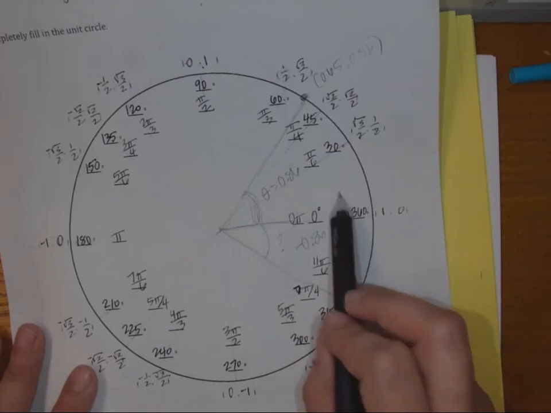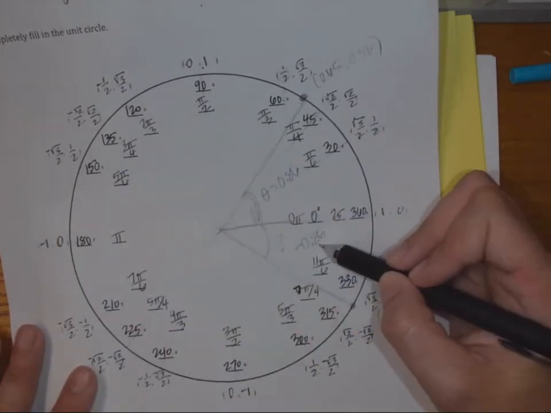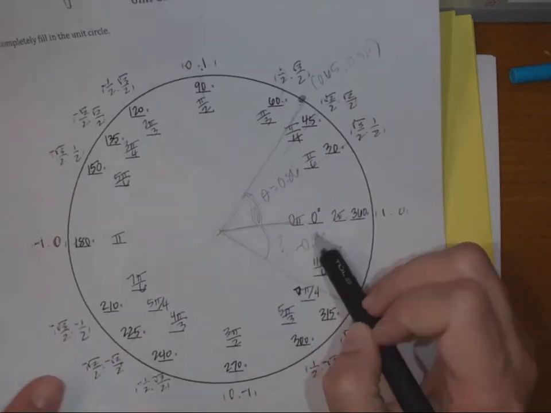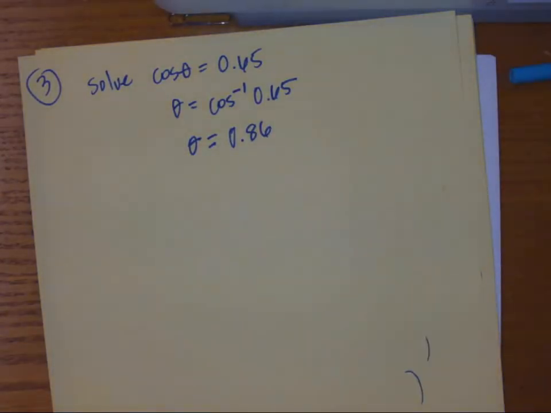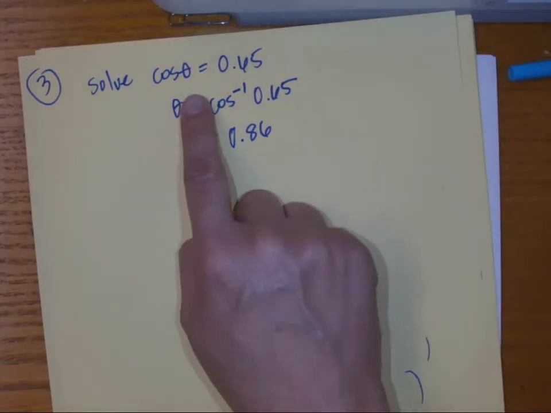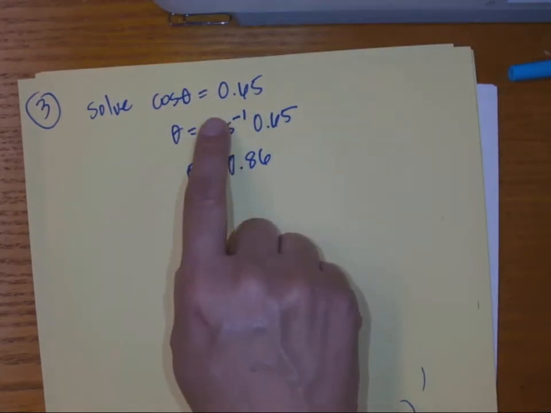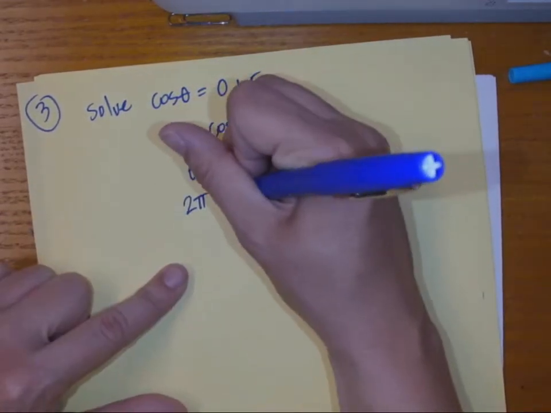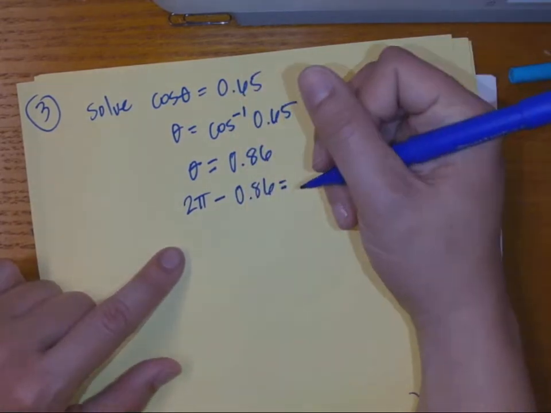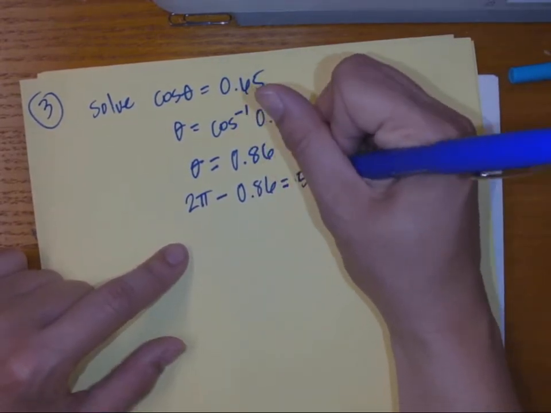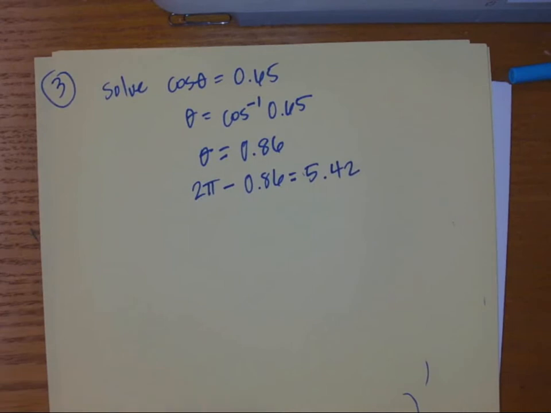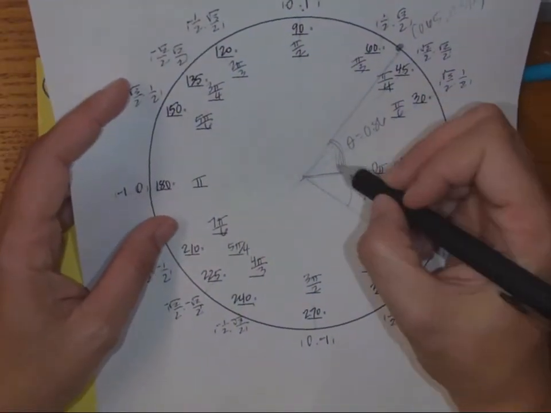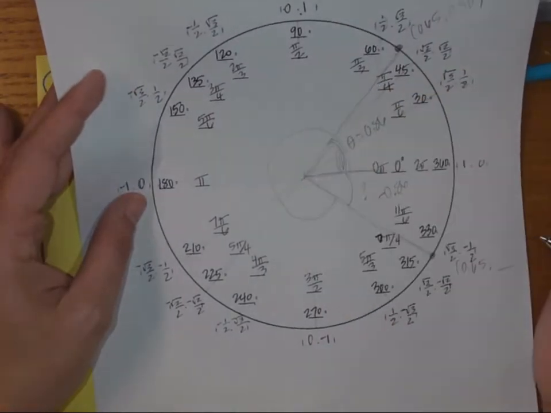But again, these angles were going around positive. So the way you figure out the positive angle here is 2 pi minus that. When you're not using your unit circle to get the exact values, we're going to do 2 pi minus this number, minus 0.86. And when you type that in your calculator, you get 5.42. So that number I just found, 5.42, is how to write this angle all the way around like this.